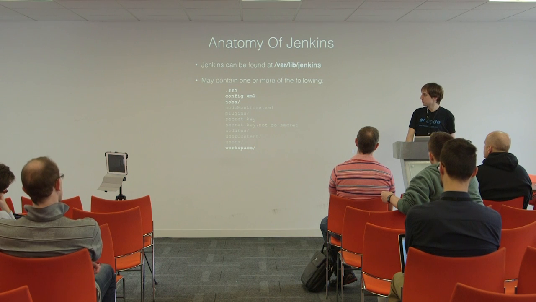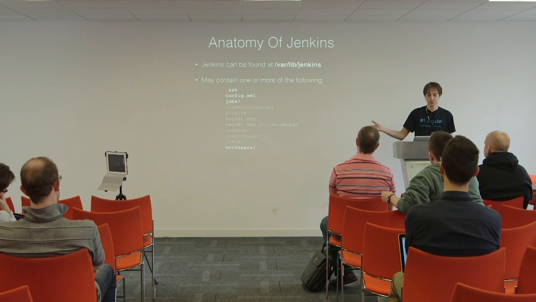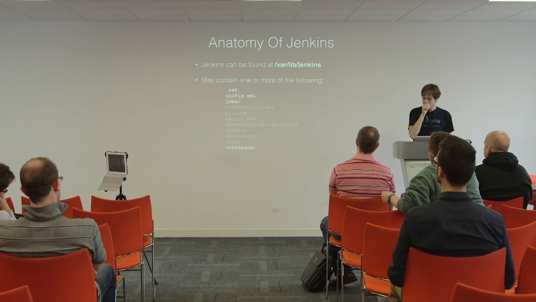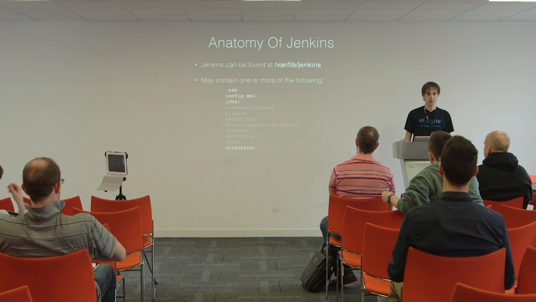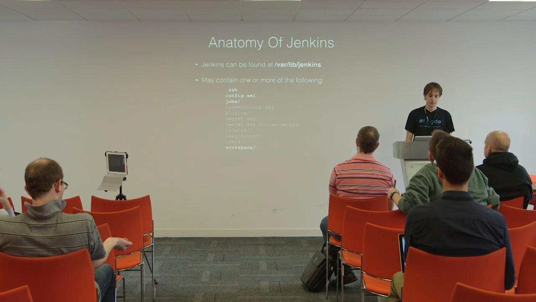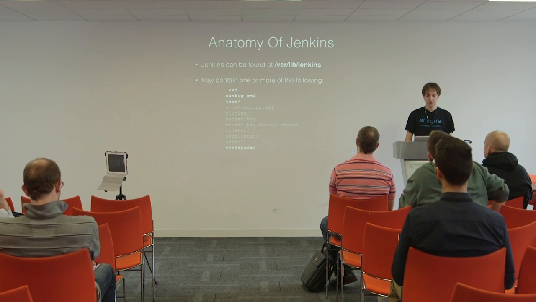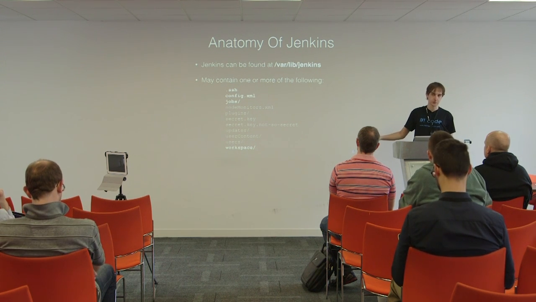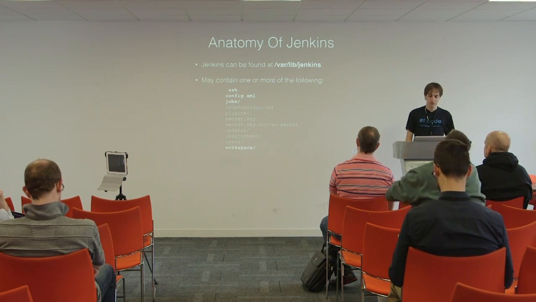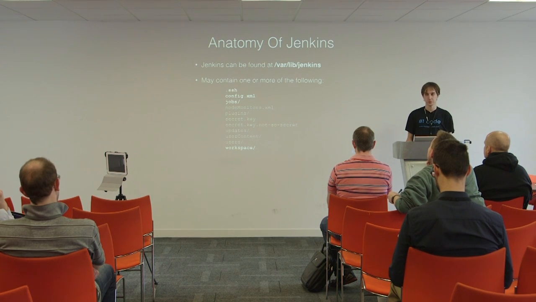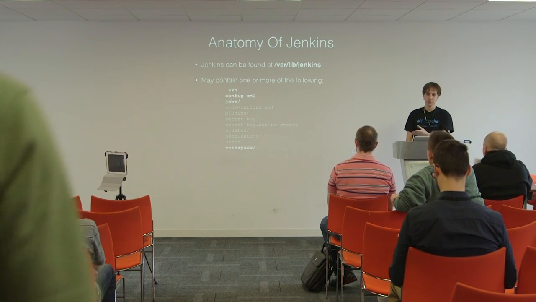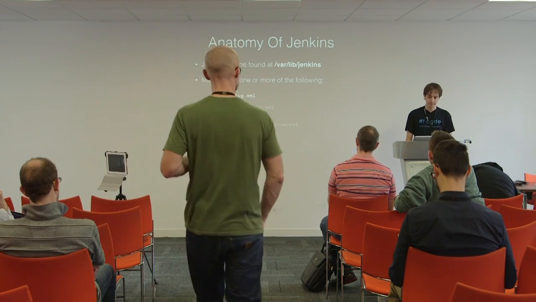So when you set up jobs, all the configuration for the jobs will be stored in jobs, and workspace will be used for storing any code that's generated throughout the process of your builds. So jobs stores the configuration, whereas workspace stores the code. SSH is also important if you're doing Git or source control, because you'll need to set up your SSH keys within this folder rather than your main SSH folder.